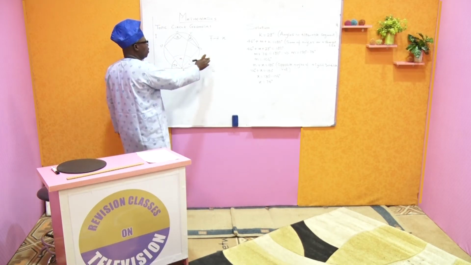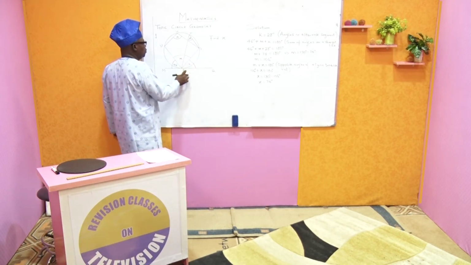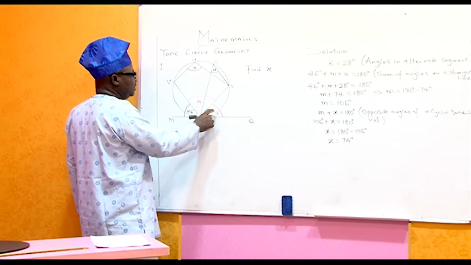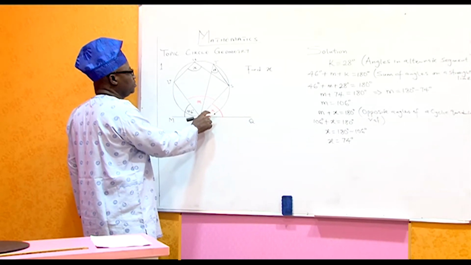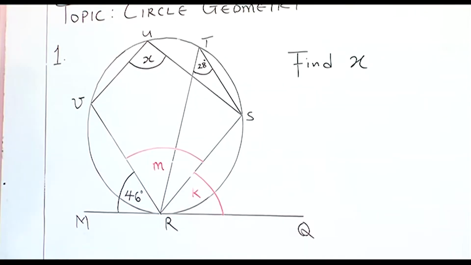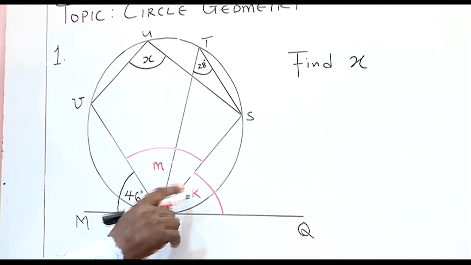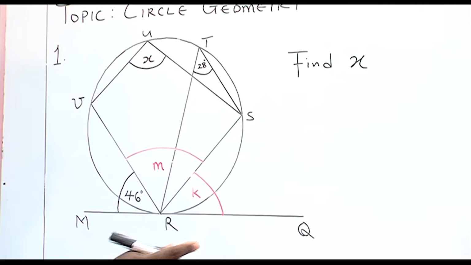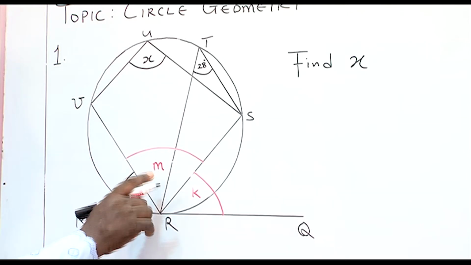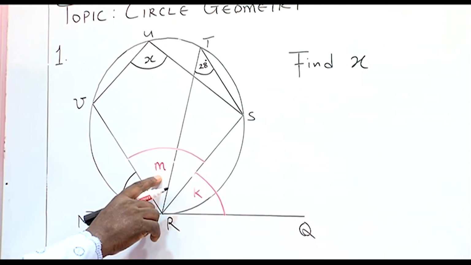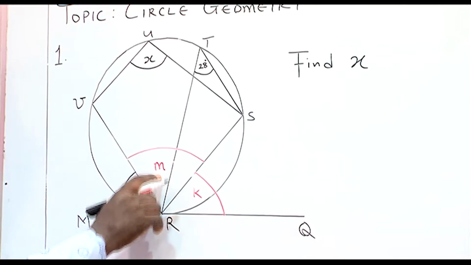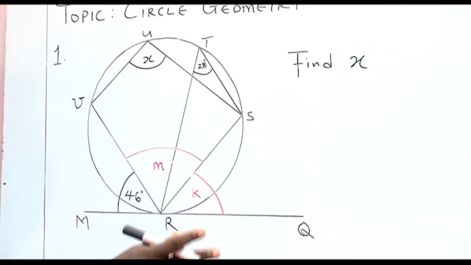So we have been able to find the value of x. We have used the fact that angle K is the same as angle 28 because they are angles in alternate segments. Then we have also used the fact that the sum of angles on a straight line add up to give 180. In that case, we are able to get M. Then the sum of angle M and angle X will also be 180 because they are opposite angles of a cyclic quadrilateral.